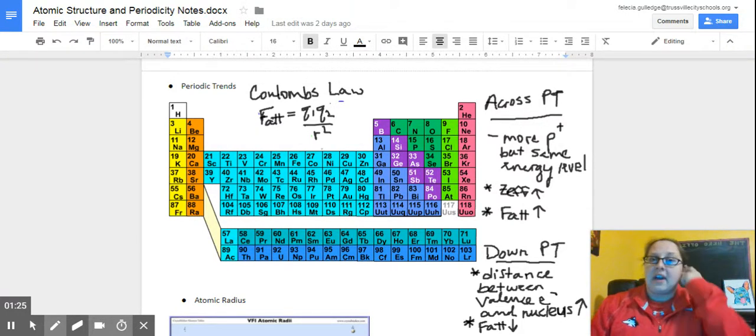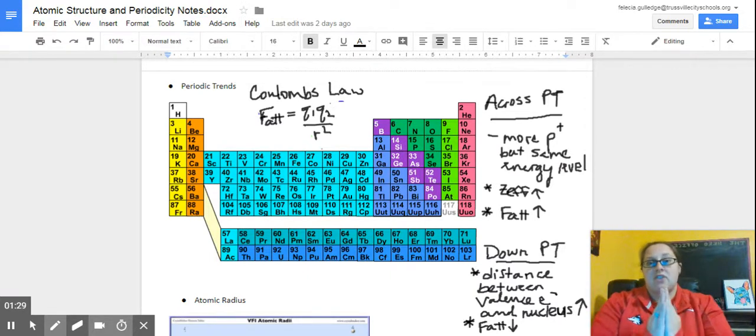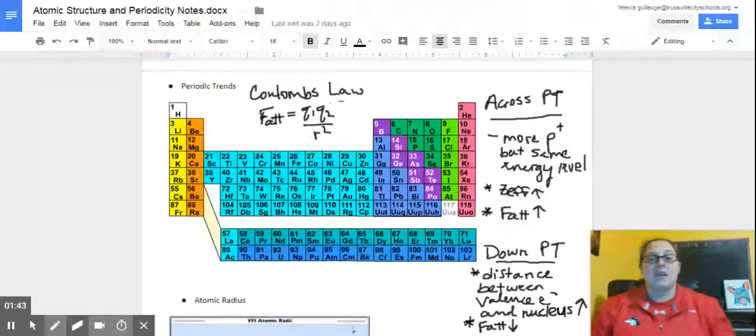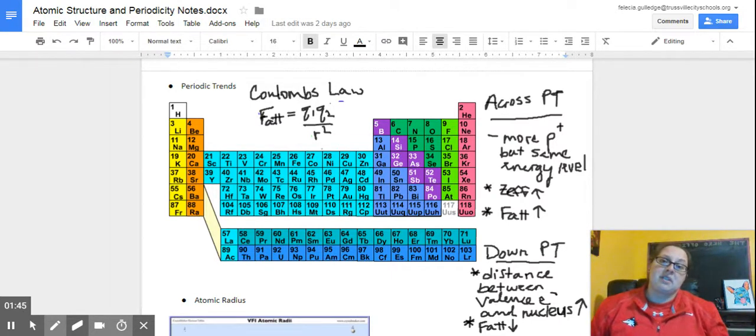Now, let's think about that conceptually. If I have something that has a great force of attraction, then that means it's going to be hard to rip it apart, right? So just keep that in mind. If I have something that has a small force of attraction, not a very large force of attraction, I can take those apart very easily. That idea is going to help us a little bit in one of our periodic trends.